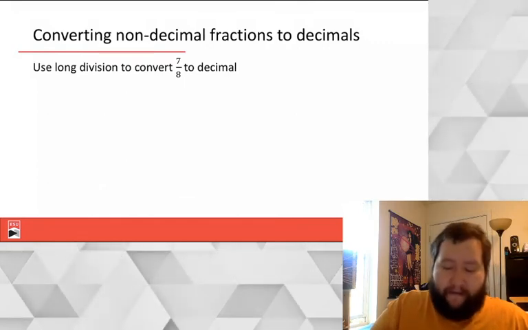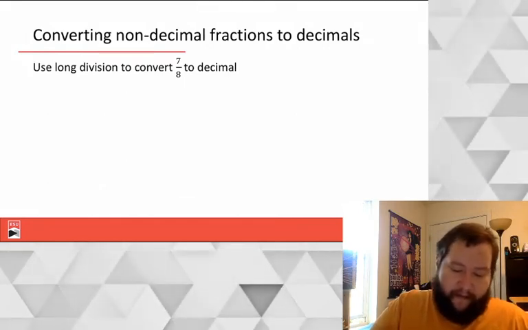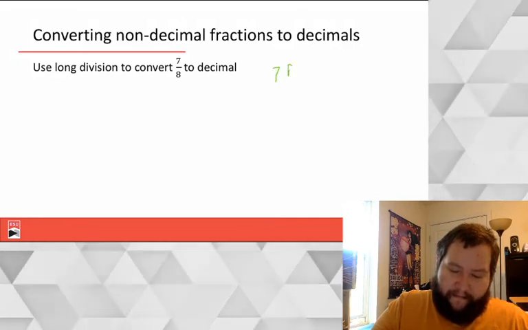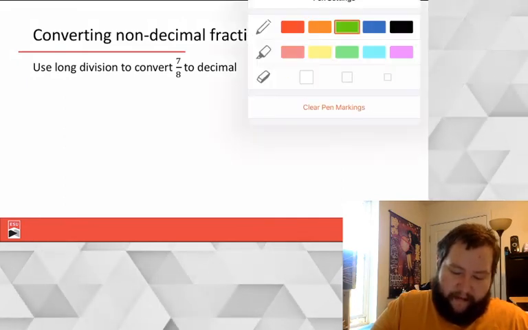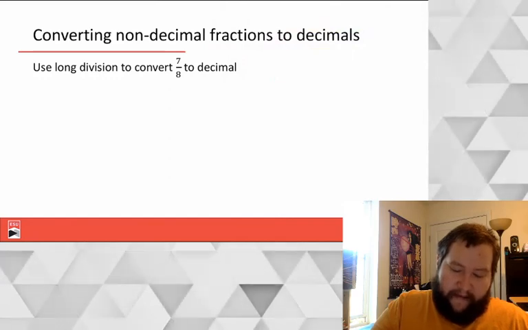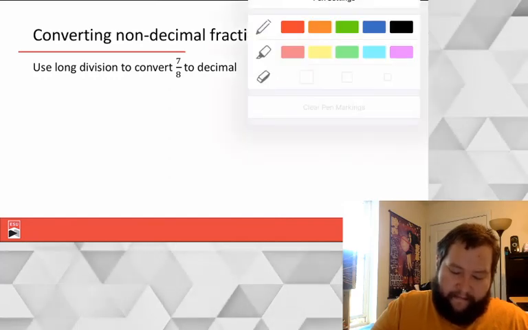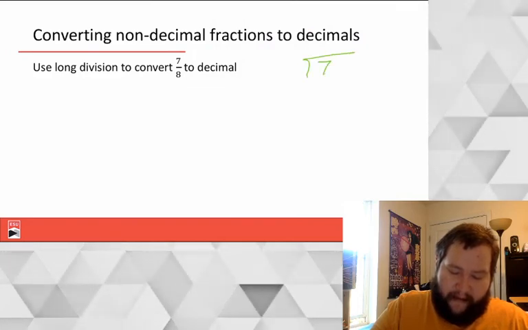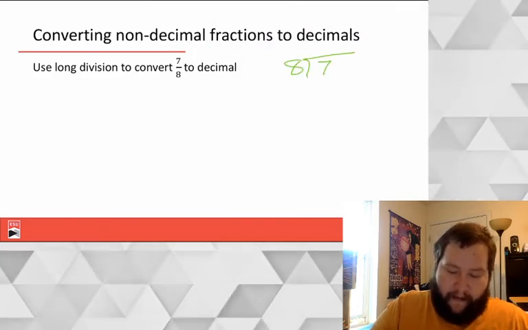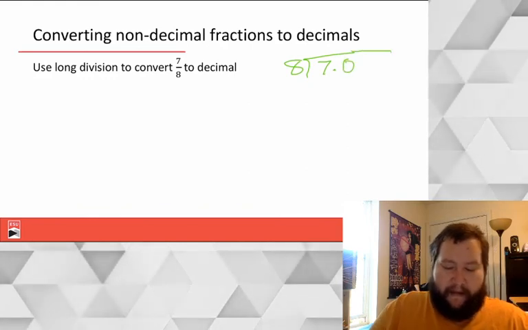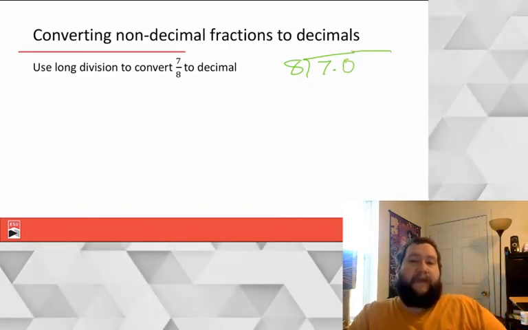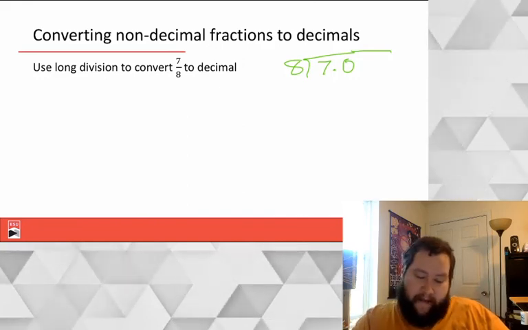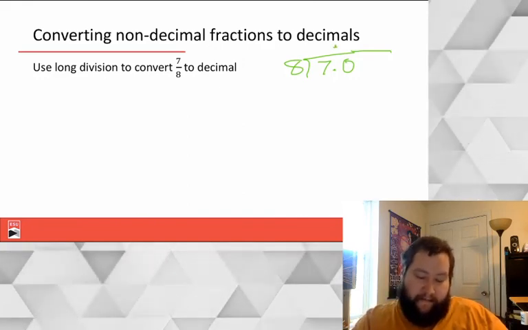We can also convert decimals using long division. So if we are doing 7 divided, nope, it's important that we write it in the correct order. 7 divided by 8. So we have 7 being divided by 8. Well, 8 doesn't go into 7 at all, but 8 does go into 70. So we have 8 times 8 is 64.